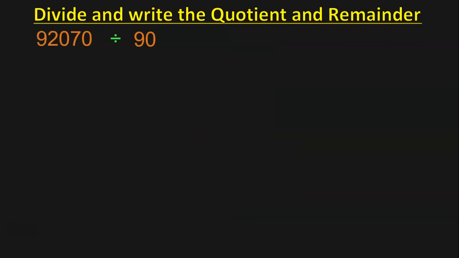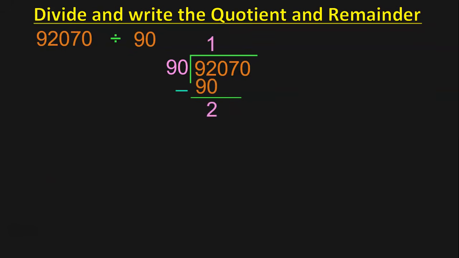Divide and write the quotient and remainder of 92,070 divided by 90. So start the long division method from the leftmost digit. 9 is lesser than 90, so you take 92 together. 90 into 1 is 90. So you get the remainder to be 2.